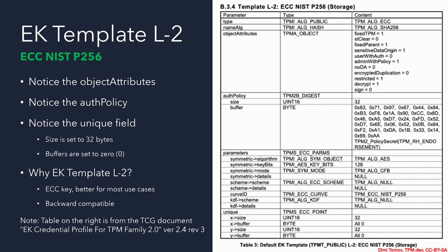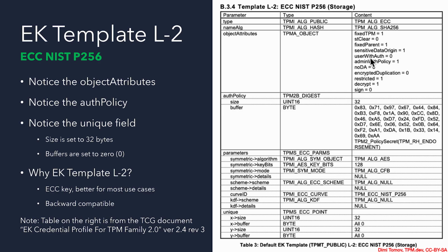Here is an example of low-range template L2. This is the ECC P256 template. The L1 is for RSA 2048-bit. What I would like to focus on here is the object attributes. Naturally, we have fixed TPM and fixed parent. We talked briefly about these flags in TC1101. This means that our TPM key cannot be duplicated on another TPM.